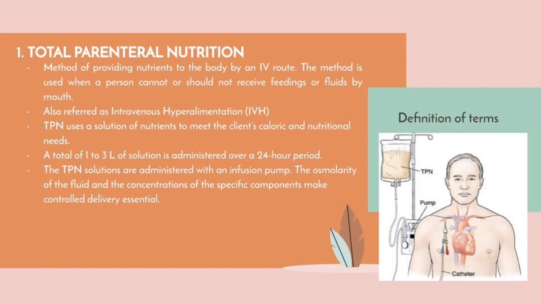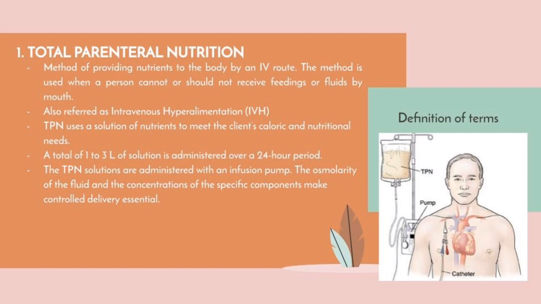Total parenteral nutrition is the method of providing nutrients to the body by an IV route. The method is used when a person cannot or should not receive feedings or fluids by mouth. This is also referred to as intravenous hyperalimentation. TPN is a highly concentrated, hypertonic nutrient solution administered by way of an infusion pump through a large central vein.